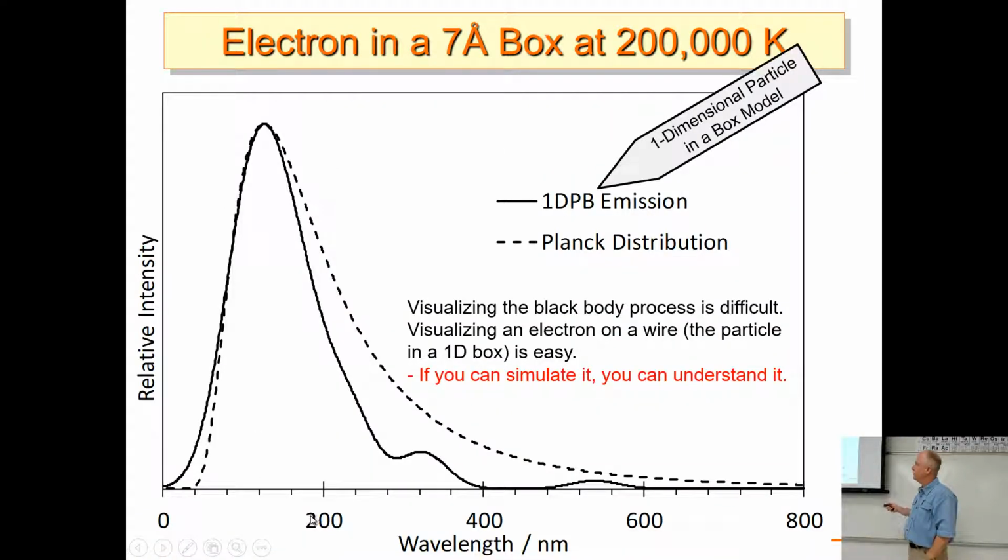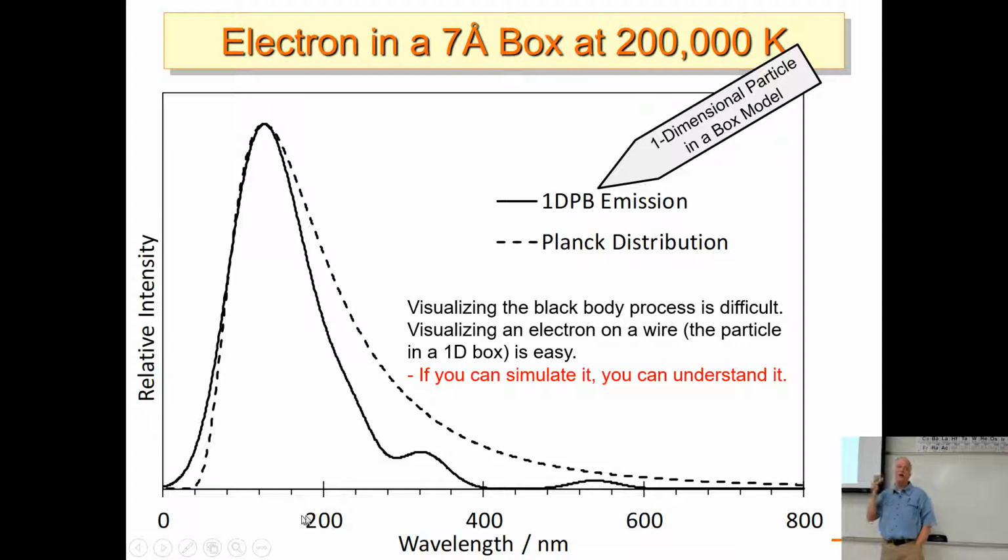We have in this dashed line the Planck distribution, which would represent the blackbody radiator, the energy coming out of a black body. And then this solid line here with a few bumps, but notice how it matches pretty well the Planck distribution. And this is the simulated spectrum of just a single electron in a 7 angstrom box at 200,000 Kelvin.